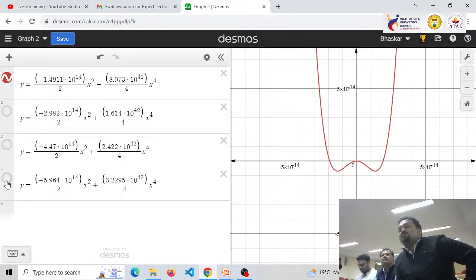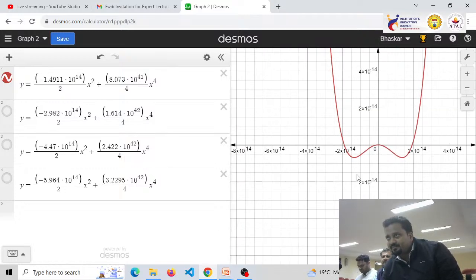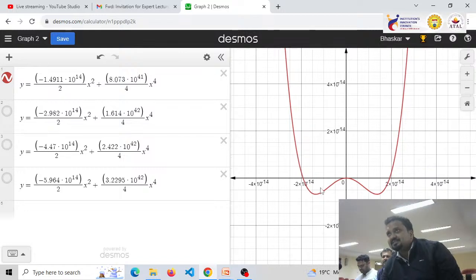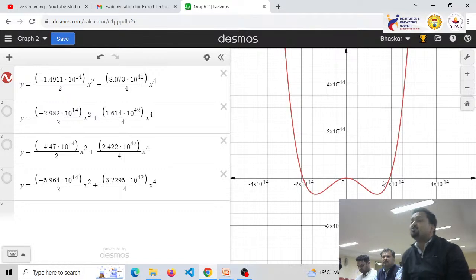So for TFE equals 30 nanometer, I got my alpha value as 1.4911 into 10 to the power 14 and beta value as 8.073 into 10 to the power 41. Here I have taken y as the energy and x as the charge. So on the y-axis I have energy and on the x-axis I have the charge. If I try to plot, here you can see, let me zoom it a little. In this range, you can see an inverted parabola.